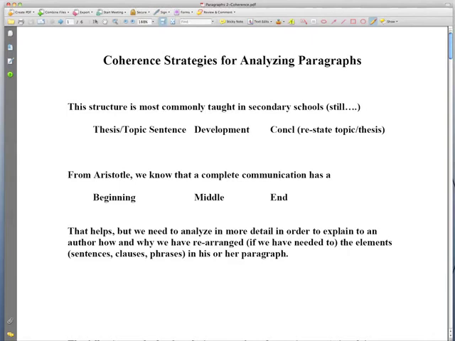You're probably most familiar with analyzing paragraphs from this notion of structure, which is still taught in the secondary schools, where there's a thesis or a topic sentence, some kind of development. This is the old three sentences of development, and then a conclusion, which some of you may have been taught restates the topic or the thesis. This, of course, yields the infamous five sentence paragraph.